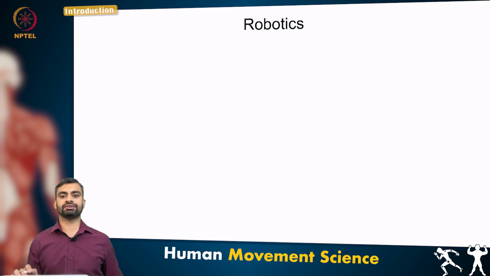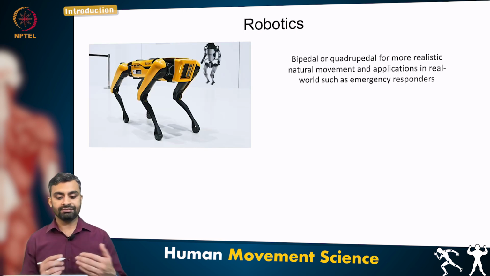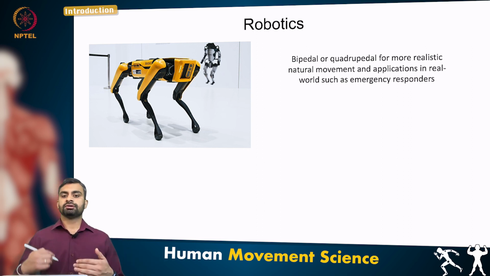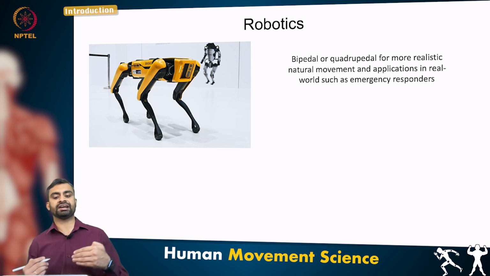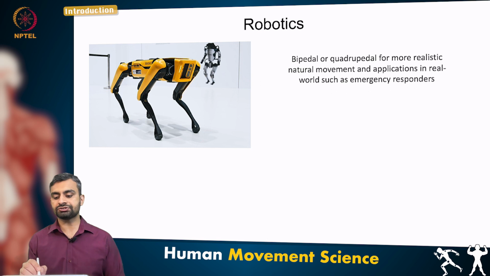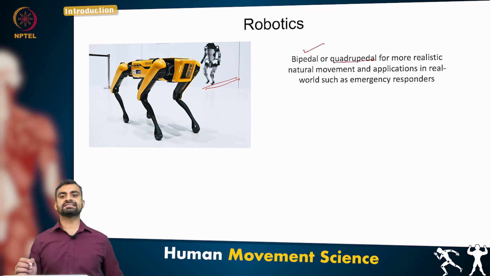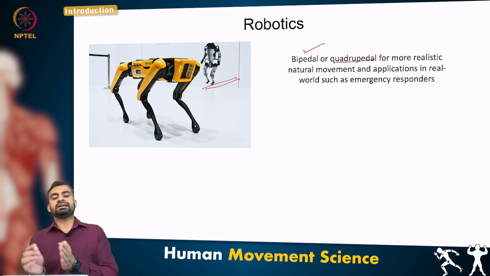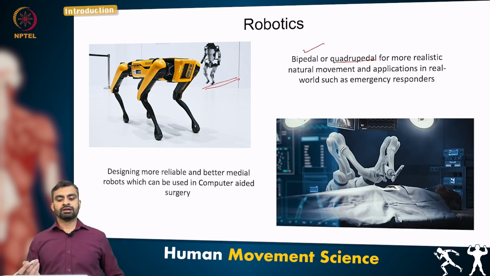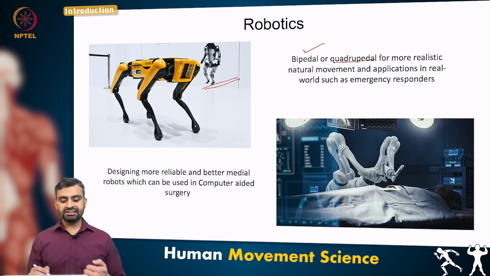So first of all, we'll start with robotics. We have seen a lot of research as well as improvements in the field of robotics from the past, I would say, 1 to 2 decades. So over here we are now more focused on bipedal, which means walking on 2 legs as shown over here, or quadrupedal, like walking on 4 limbs, for more realistic natural movements and application in the real world, such as in emergency responders or to move articles from one place to another place. Robotics also has applications in medical sciences, particularly for computer aided surgery.